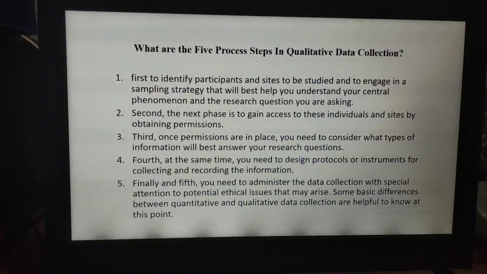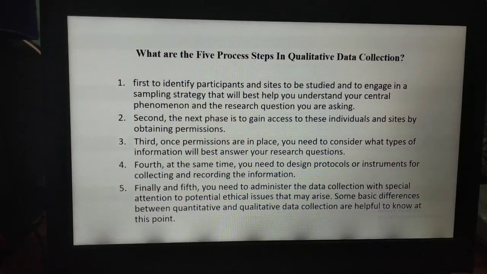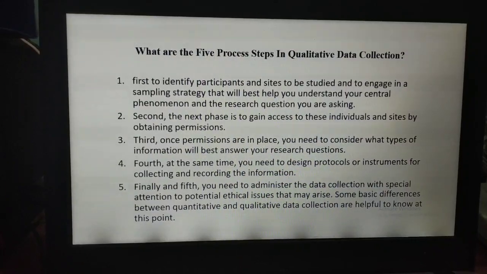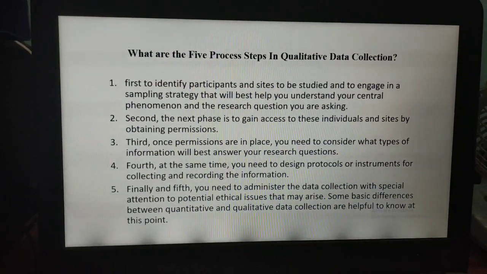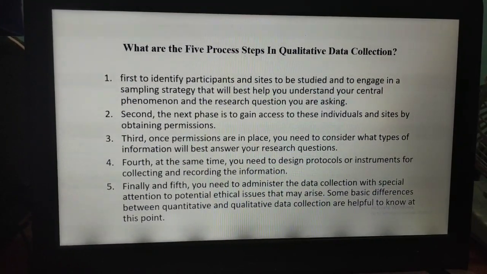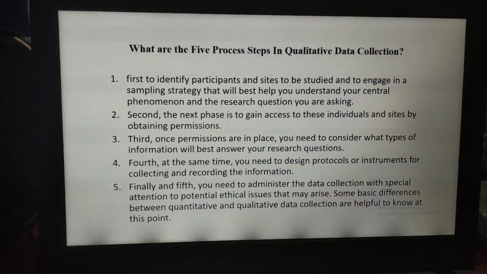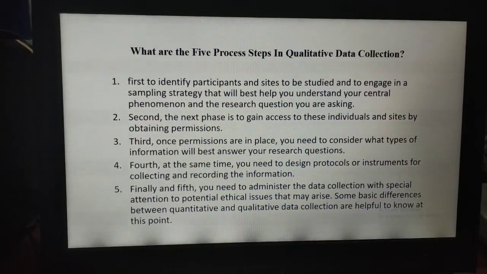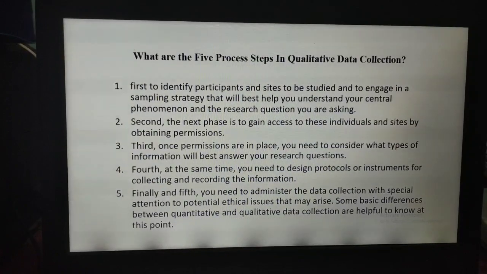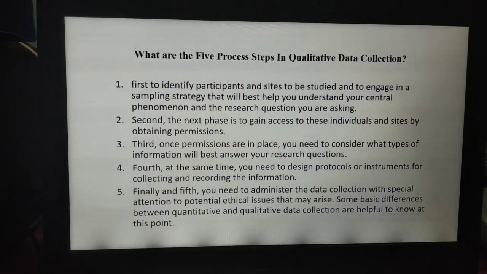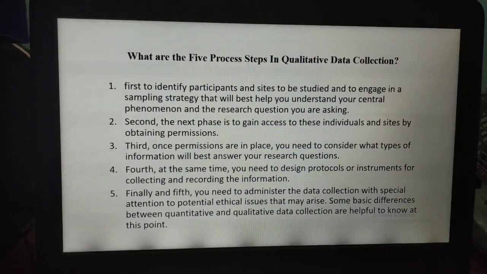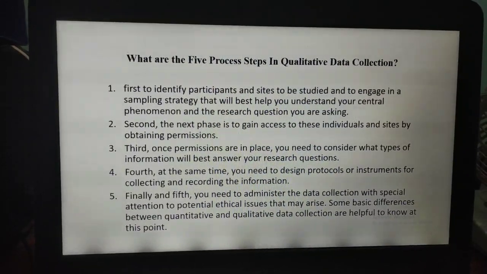And next, what are the five process steps in qualitative data collection? Based on the general characteristics of qualitative research, qualitative data collection consists of collecting data using forms with general, emerging questions to permit the participant to generate responses, gathering word, text, or image data, and collecting information from a small number of individuals or sites. And these are the five steps in qualitative data collection.